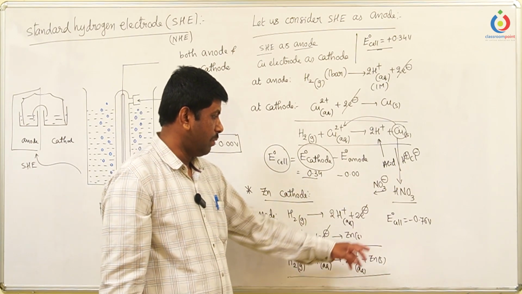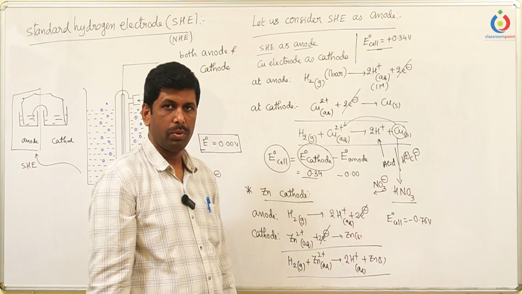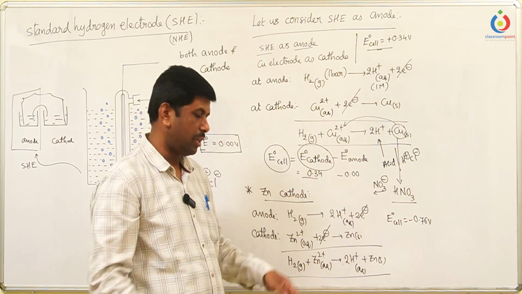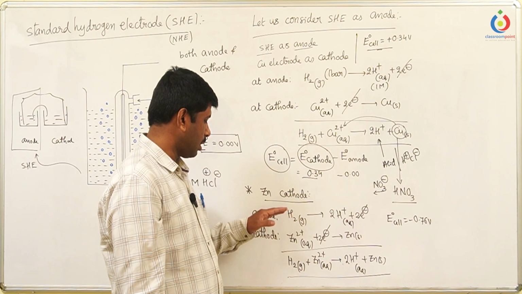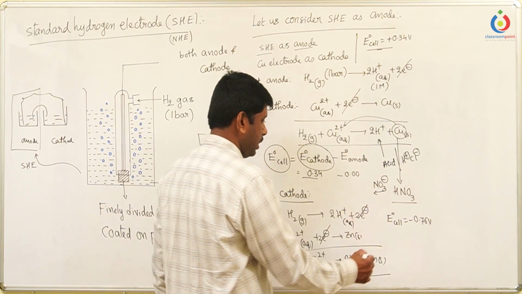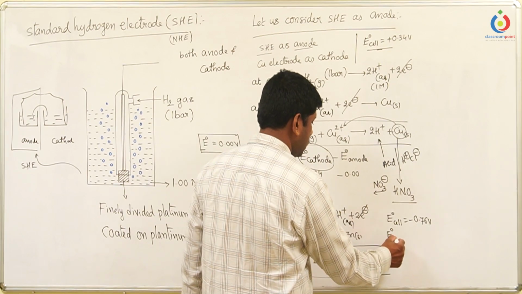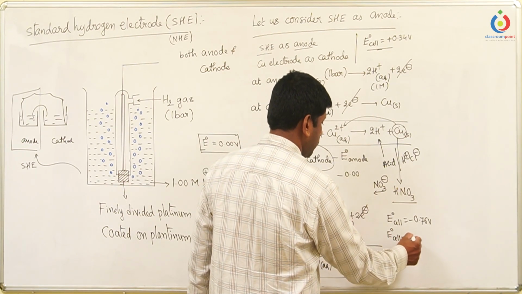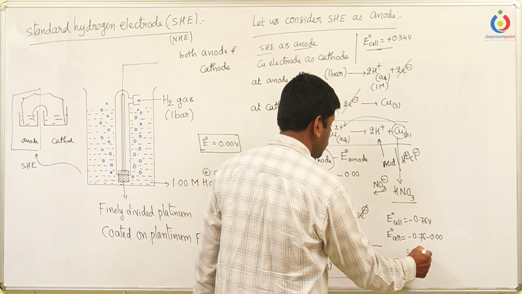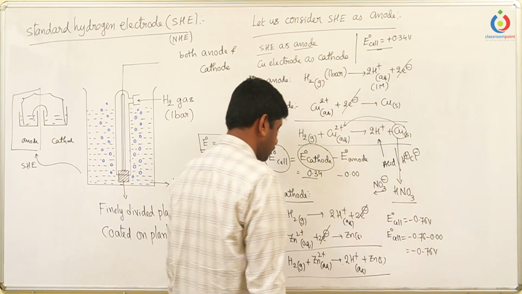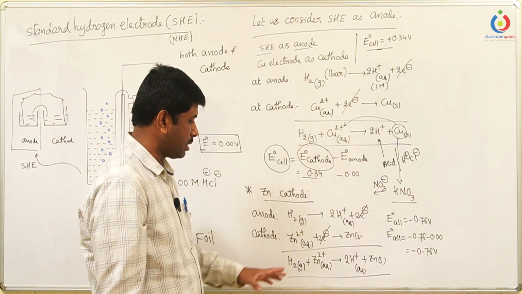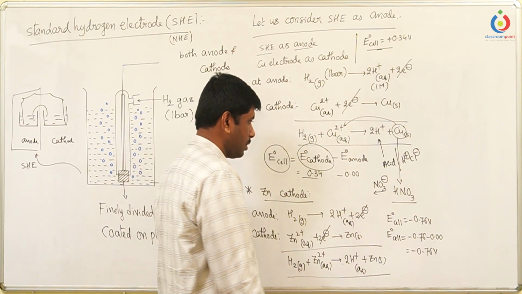Since the E0 cell value for this reaction is negative, this reaction is not possible. We have to reverse the reaction, where we exchange the electrodes. So zinc as anode and copper as cathode means you will get a positive E0 cell value. Here again, E0 cell equals E0 cathode minus E0 anode, minus 0.76 minus 0.00, which equals minus 0.76 volts. This reaction is not possible.